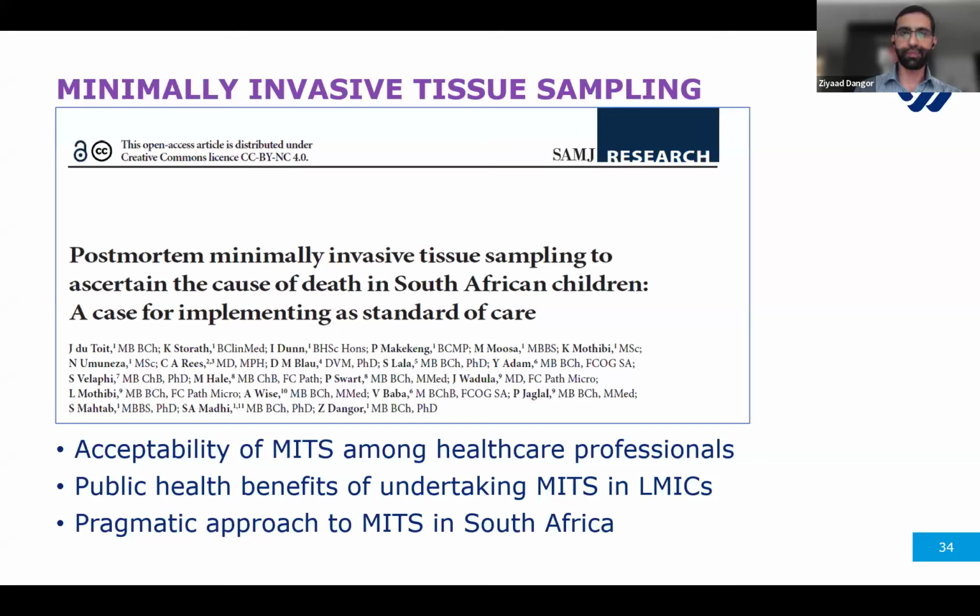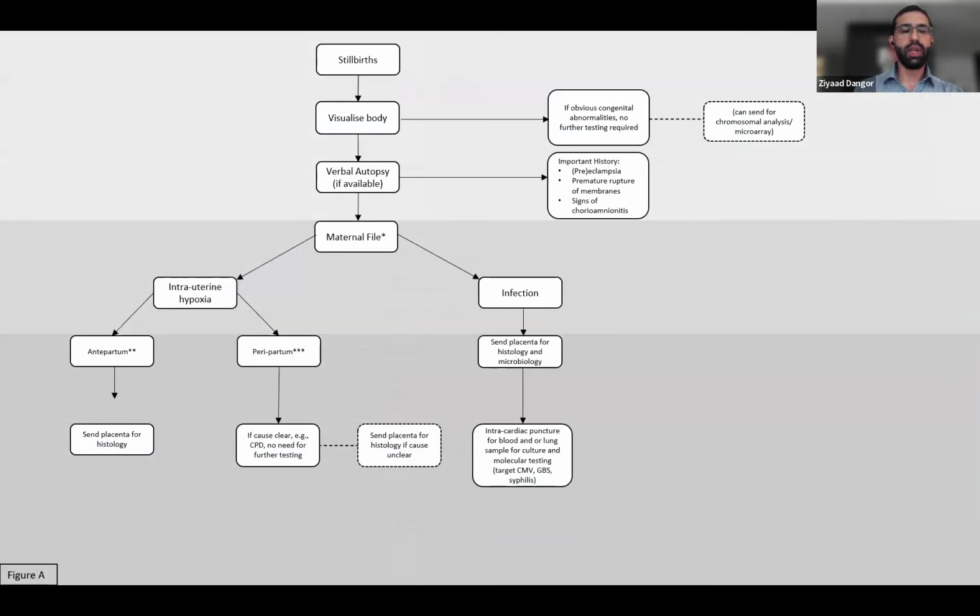and it seems to have fallen away. And the important information that we derived from these limited tissue sampling can provide more granular information around the cause of death. So this paper, if you have some time, read about it. It talks about the acceptability amongst health professionals. So health professionals are very much accepting this process. There is a public benefit to it. And then we've provided a pragmatic approach, noting that South Africa has limited resources. We've provided a series of flow diagrams that allow you to limit the investigations required.